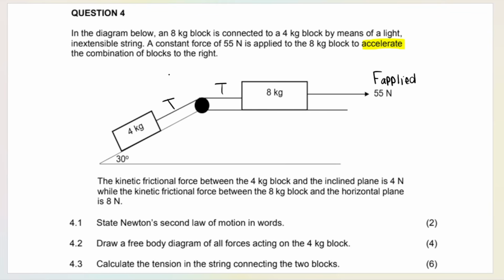They are telling me that the combination is accelerating to the right. So this 8 kilogram block is accelerating to the right. This 4 kilogram block is accelerating up the slope and to the right. Very important things are being said at the moment.